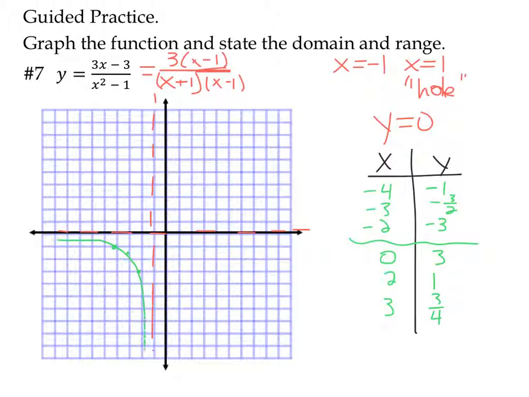So again, I'm going to draw my curve through these points, and I'm going to make sure that I don't cross any asymptotes. And I should be good to go. Then I'm going to plug in 0, comma 3; 2, comma 1; and 3, comma 3/4. And we're going to have a graph that goes like this.